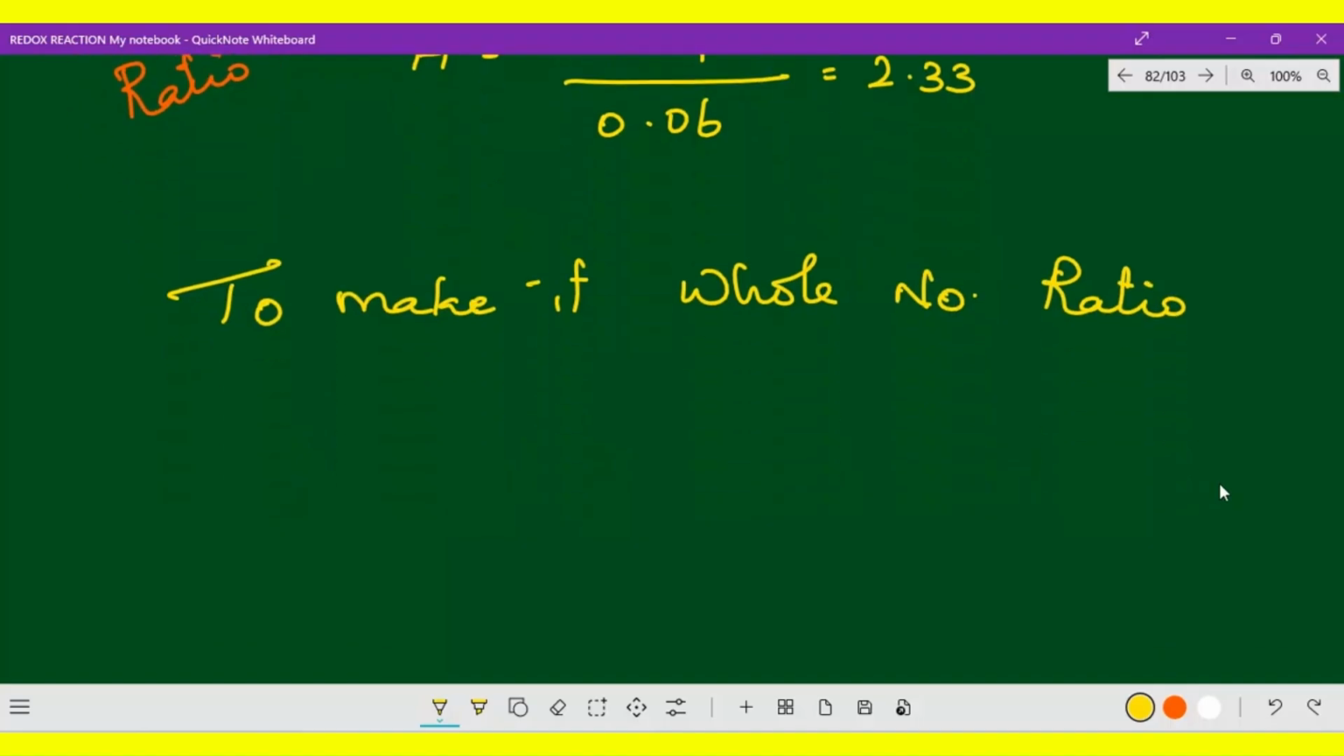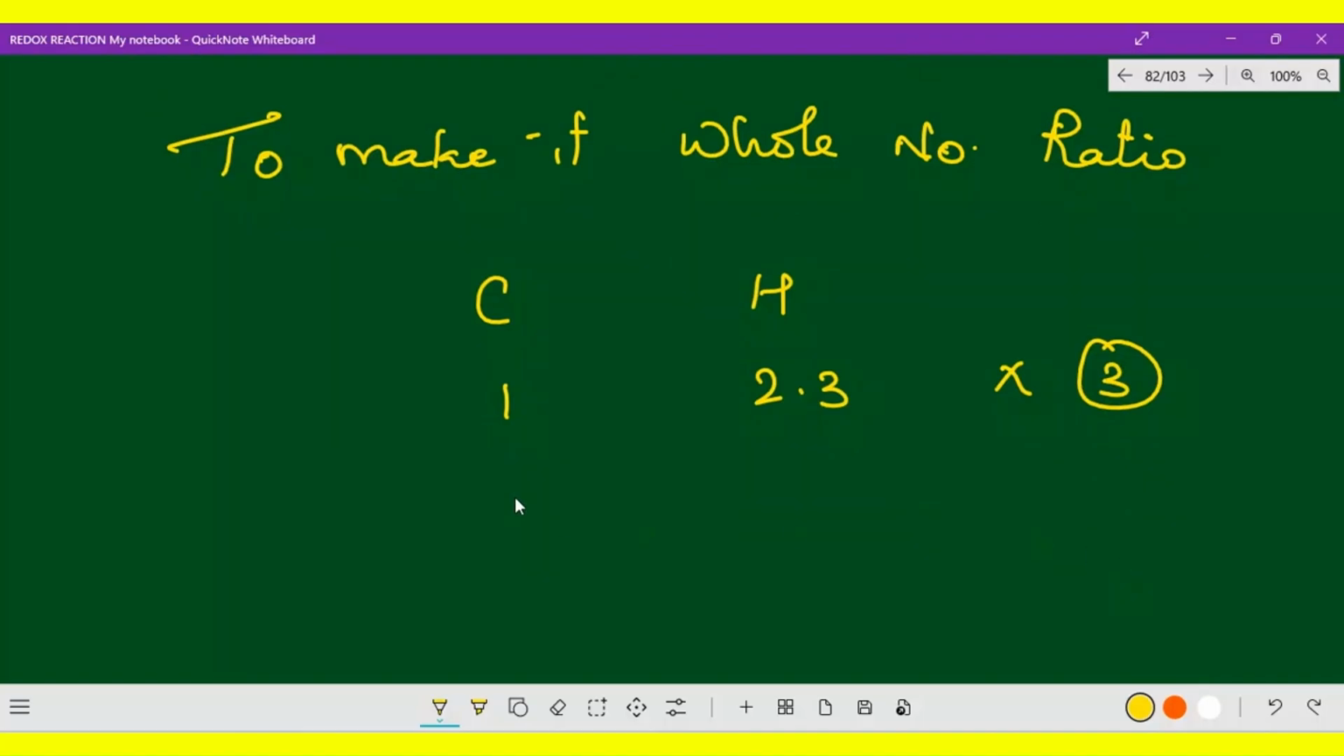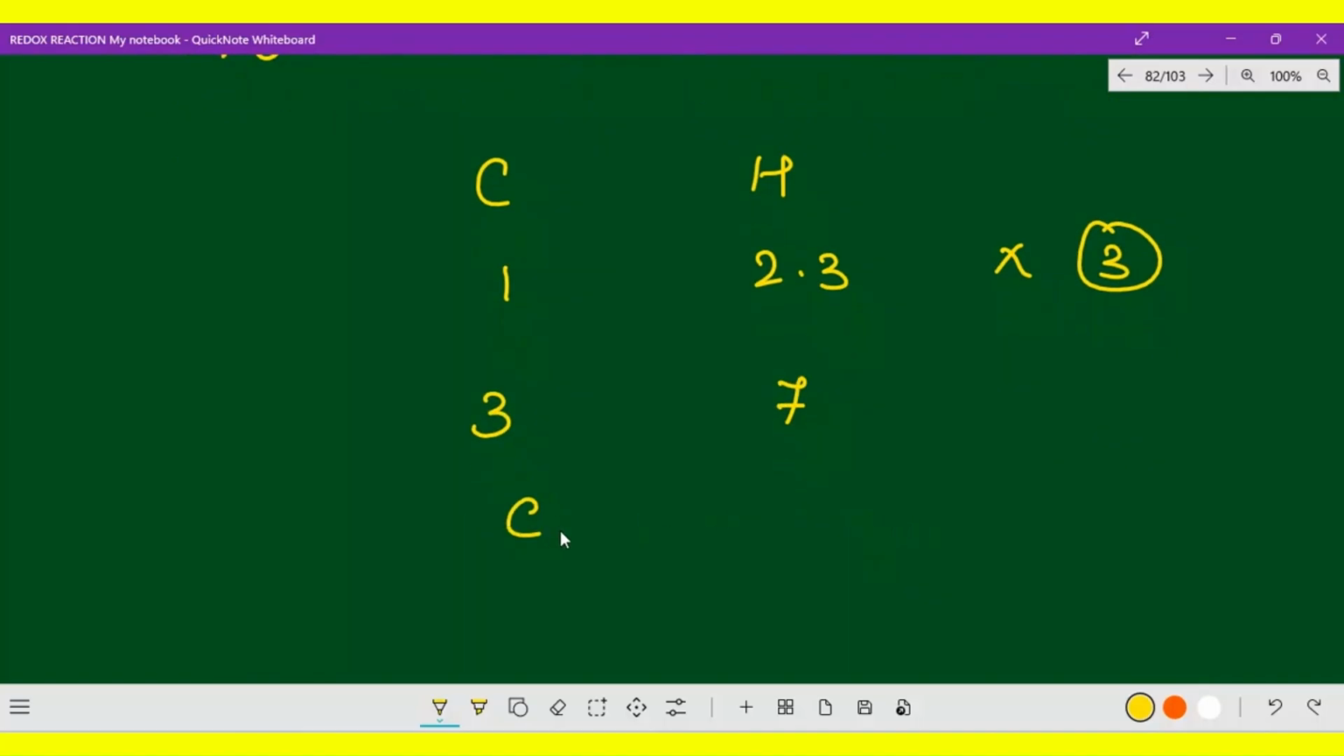Right, now here carbon and hydrogen, no? So carbon, hydrogen, and here what is it? Carbon 1, hydrogen 2.3. So you just multiply both by 3, right? So you will be getting here 3, here 7. So you'll be getting C3H7.